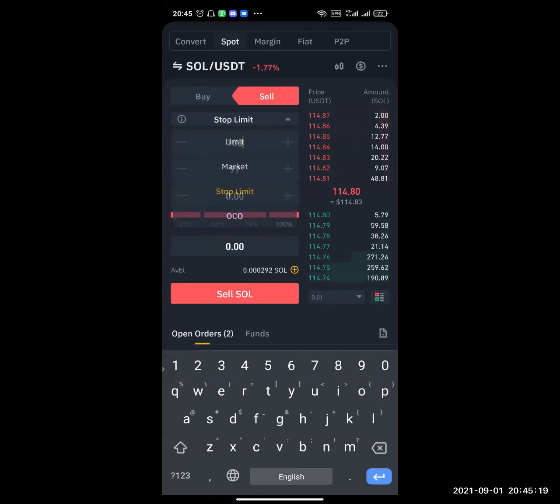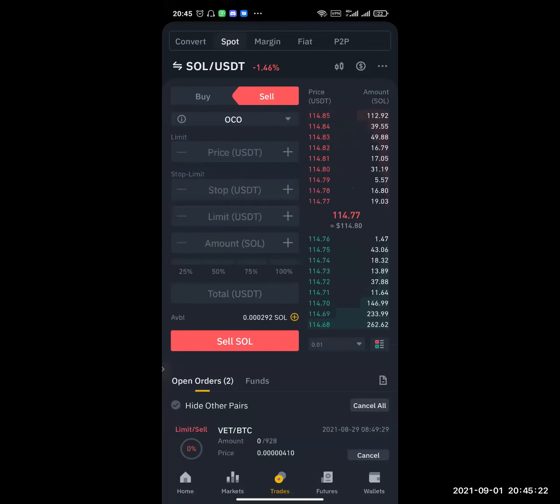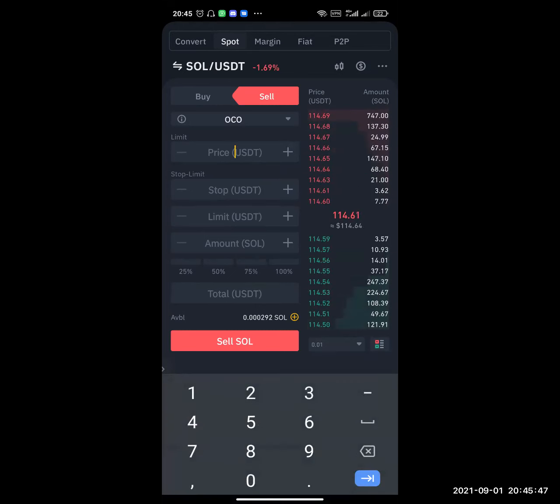Now, also, just like I explained in OKEx, it is the same thing. OKEx, OCO means one cancels the other. It means that either you're booking profit or you are minimizing loss. So the first price here is the price that you want to use to book the profit, while the second and the third one are actually your stop loss.